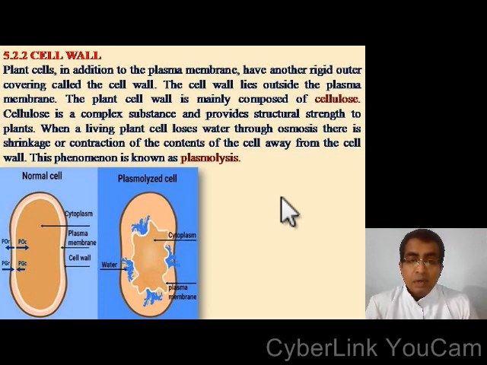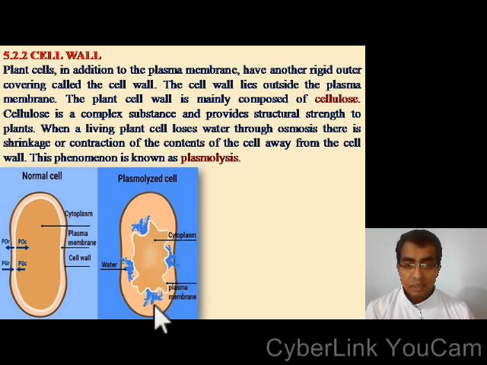The plant cell wall is mainly composed of cellulose, and cellulose is a complex substance that provides structural strength to the plants. When a living plant cell loses water through osmosis, there is shrinkage or contraction of the contents of the cell away from the cell wall. This phenomenon is known as plasmolysis. You can see here the shrinkage of the cell.